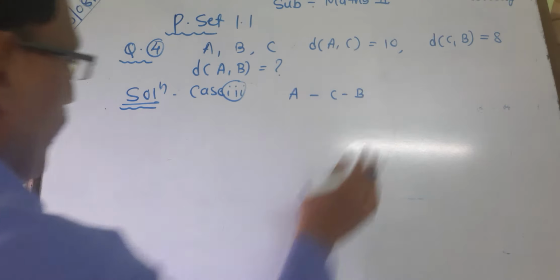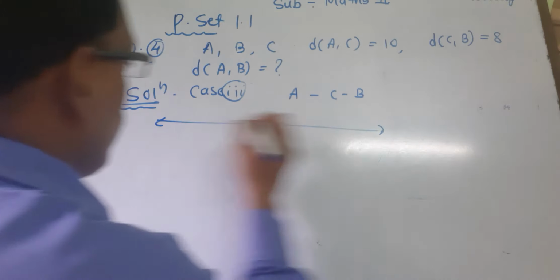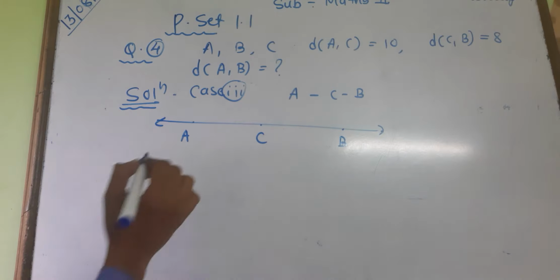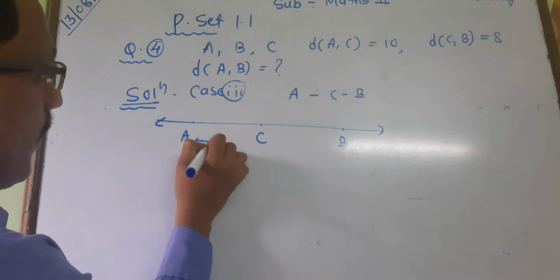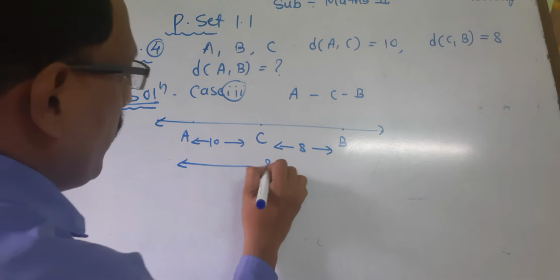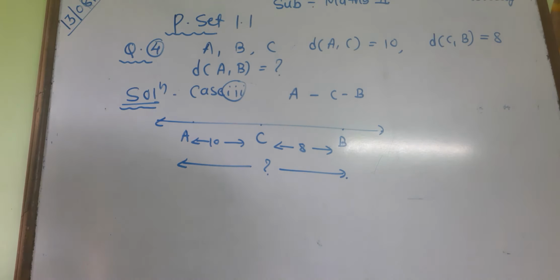A, C, B. So I will draw the diagram here, students. Here should be A, C and here should be B. Now what is the distance between A and C? It is 10. B and C, it is 8. So now easily, no problem at all, students. You can find out the distance.